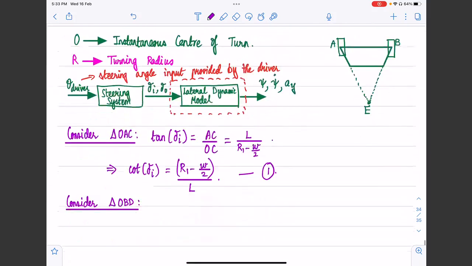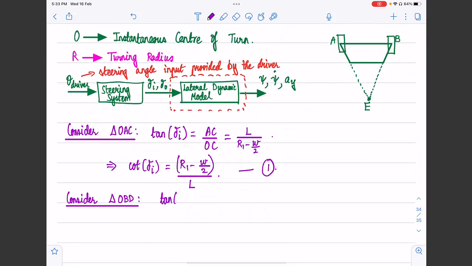So tan delta naught is going to be equal to BD by OD, which is going to be equal to L divided by R1 plus W by 2, which implies that cot of delta naught becomes equal to R1 plus W by 2 divided by L. So let's call this equation number 2.